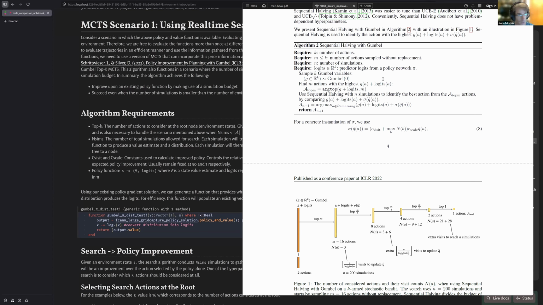This algorithm we're going to look at guarantees in expectation an improvement upon the policy. Now, it doesn't mean it's the best possible thing that we could do, but it is one of the only examples of tree search that does guarantee this improvement, whereas something like the original version of AlphaZero does not. There are situations where it can actually have a worse performance than the underlying policy used for the search.